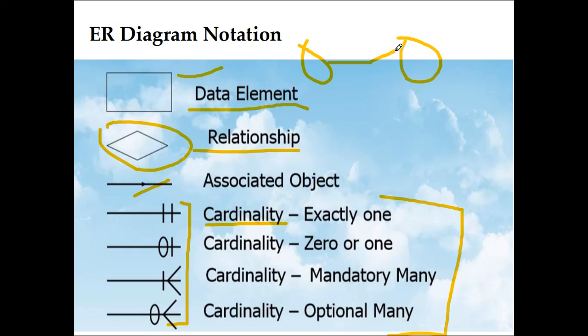How are they related? Are they related using 1 to 1? Are they related using 0 to 1? Are they related using 1 to many? That means one person can have how many names? Can have multiple names, isn't it? One or multiple names. One person can have one or multiple names.